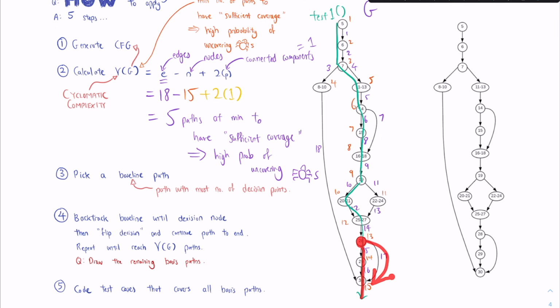So this means that we will generate this second test case through the same path all the way until here. Then we branch the other way.